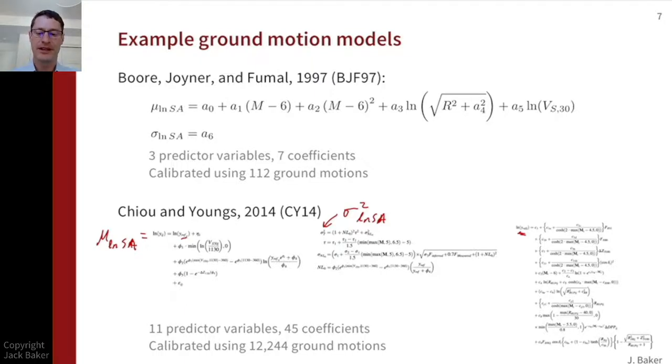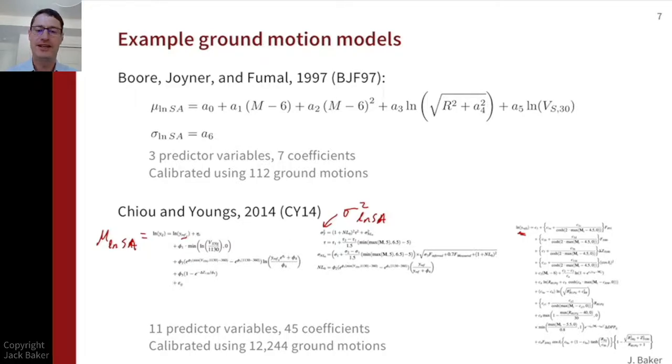So with this newer model, there are now 11 predictor variables, so extra terms around some other factors that we'll talk about in a few slides. There are 45 coefficients in it, a lot more things that have to be tuned. And because we've collected much more data over the ensuing decades since the 1997 model, this model was calibrated using more than 10,000 observations of ground motions. So that's what's driving the ability to fit many more model coefficients. And our learning over several decades about the nature of these ground motions has enabled the development of much more complicated functional forms. So this functional form is harder to tease apart and see all the drivers. You can do it given the time.